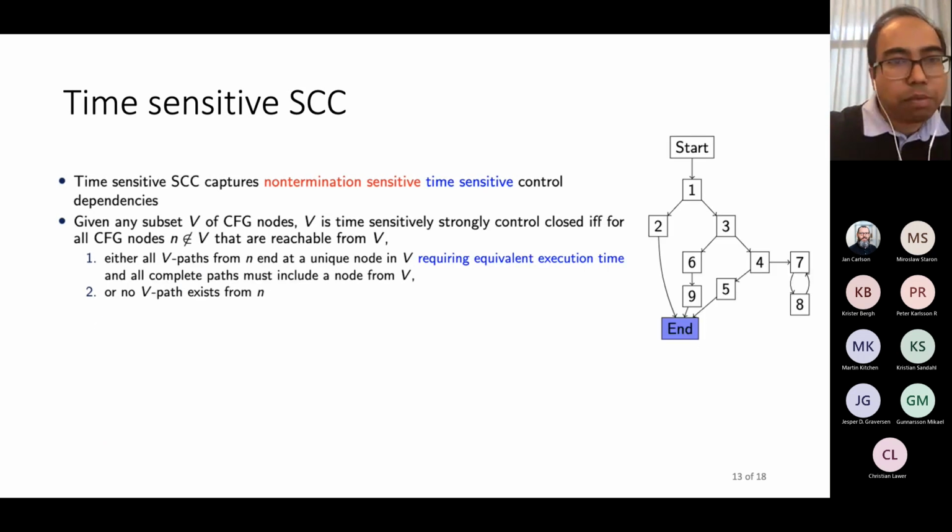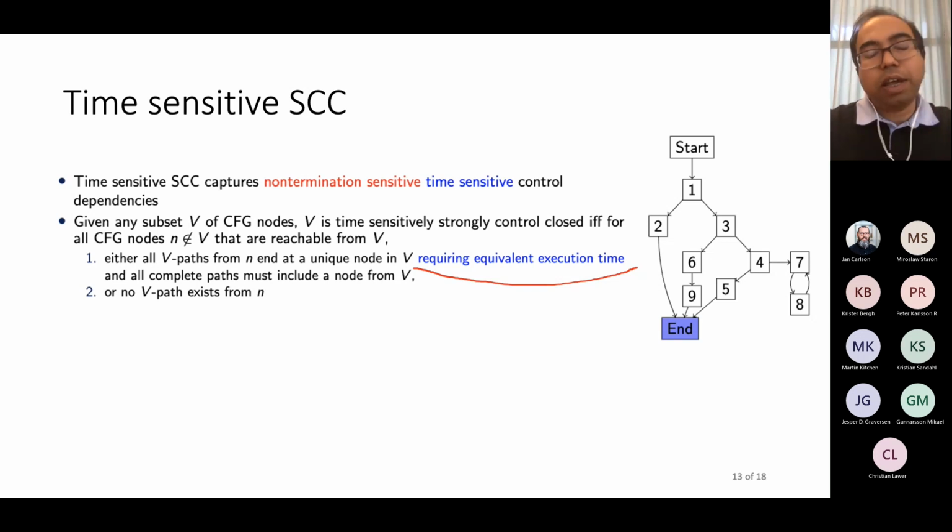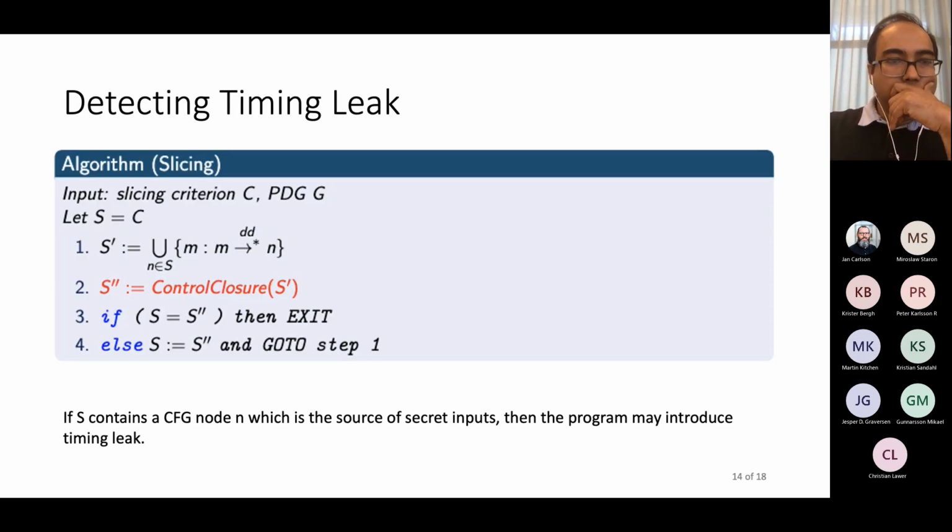Also we can extend the time-sensitive strong control closures by including this timing information, saying that it requires equivalent execution time when all paths meet at a unique node. So this extra criterion gives us time sensitiveness. And this is the same program slicing algorithm. Once we compute the slice set S, if there exists a node in S, for example, that is the source of secret input, then we can say that the program has a timing leak.